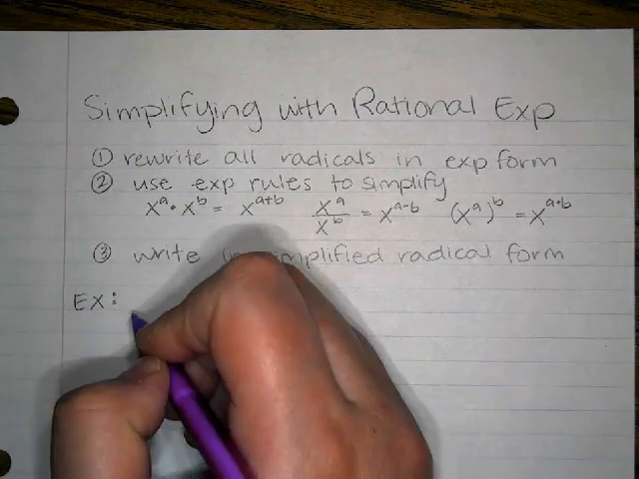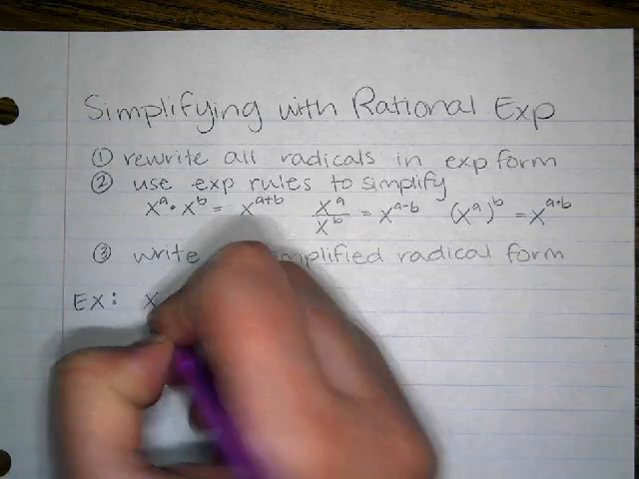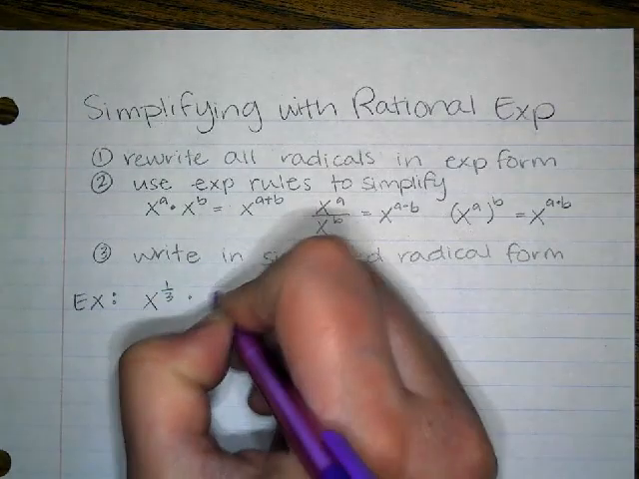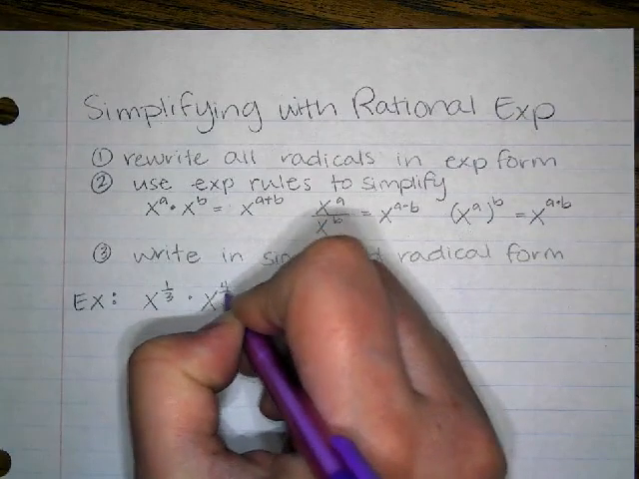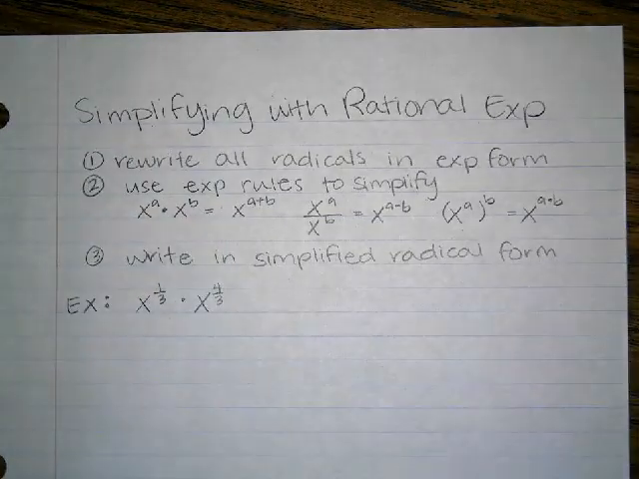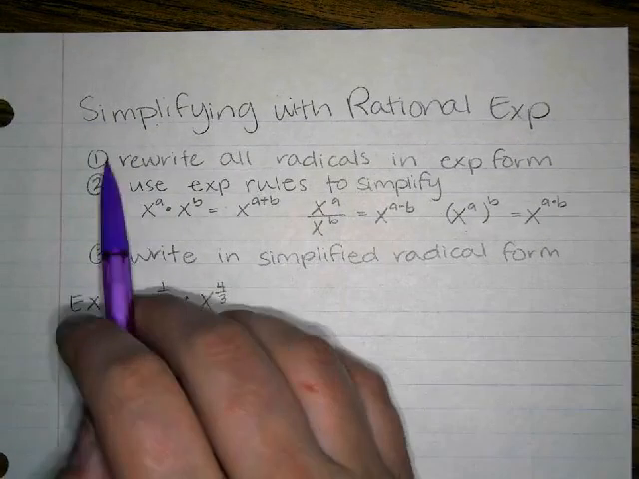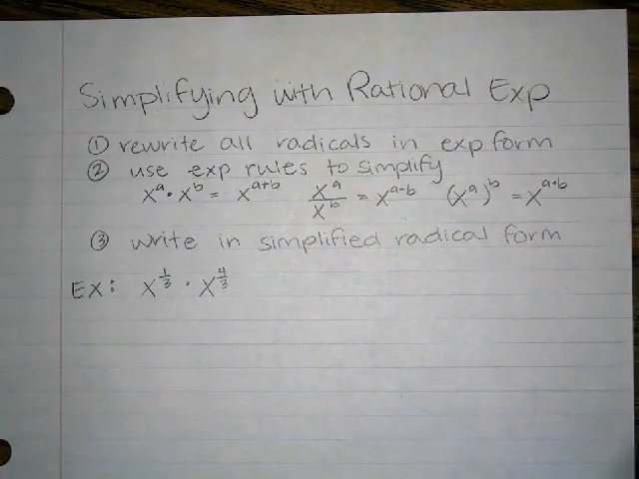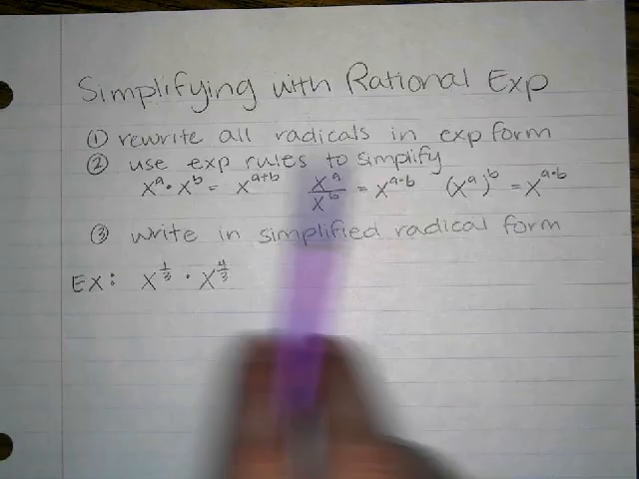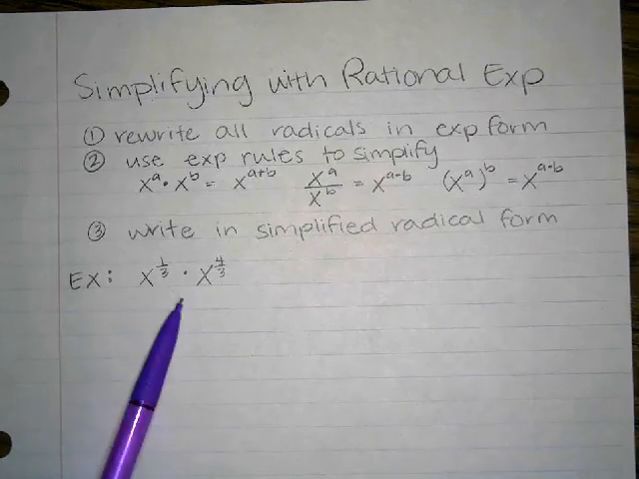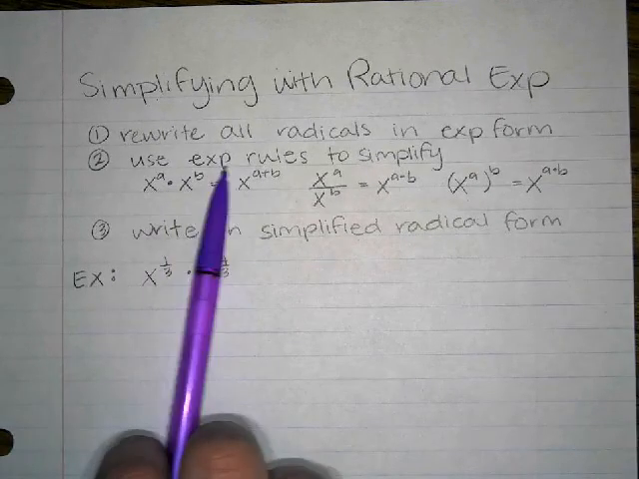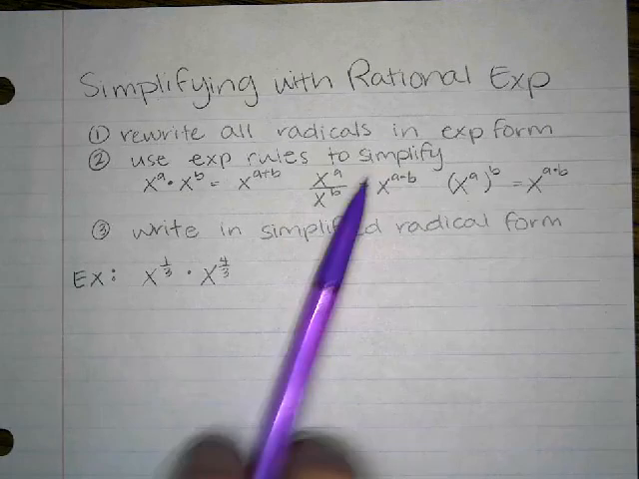All right, here we go. First problem: x to the 1/3 times x to the 4/3. So we don't even have to convert this into exponential form, which is the first step, because this is already in exponential form. So this is not bad. We're already there. Second step is to use our exponential rules to simplify as much as we can.